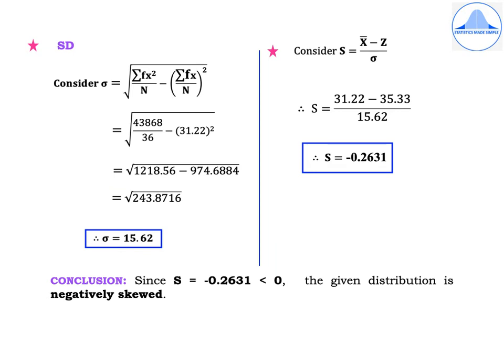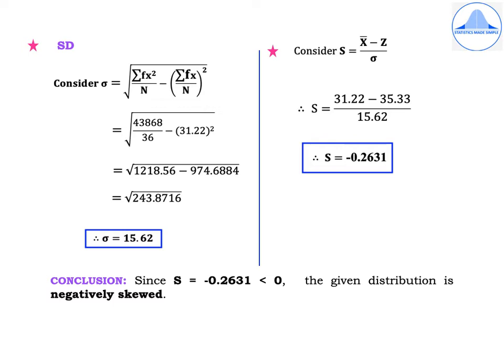Next calculation is for the standard deviation. So consider sigma equal to root of summation fx square by capital N minus summation fx by N the whole square, which is equal to root of 43,868 by 36 minus 31.22 the whole square, which is equal to root of 1218.56 minus 974.6884, which is equal to root of 243.8716, or sigma is equal to 15.62.